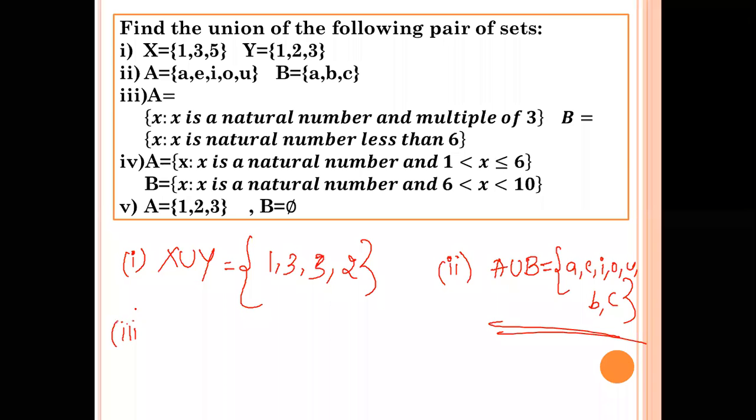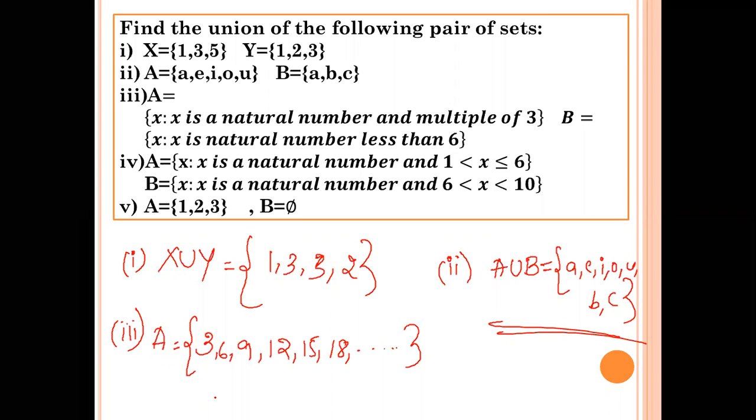Okay, can anyone tell me what is the answer for the third? Before going into the answer for the third one, what is set A? Can anyone tell me what are the elements in set A? X is a natural number and a multiple of 3. So what are the elements in set A, students? It must be a natural number and a multiple of 3, so it doesn't end. So 3, 6, 9, 12, 15, 18. Is it a finite set or infinite set? It is infinite. It goes on.